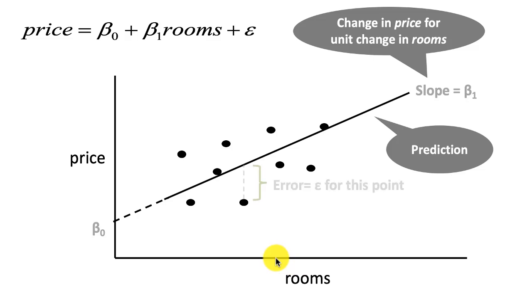So if the number of rooms increases by 1, by how much will the predicted price change? Predicted price, not the actual price. By how much will the predicted price change? It will change by beta 1 because the equation is this, right? You increase rooms by 1, then the total will change by beta 1 times rooms, beta 1 times 1, right? So that's the amount of change for a unit change in the predictor attribute.